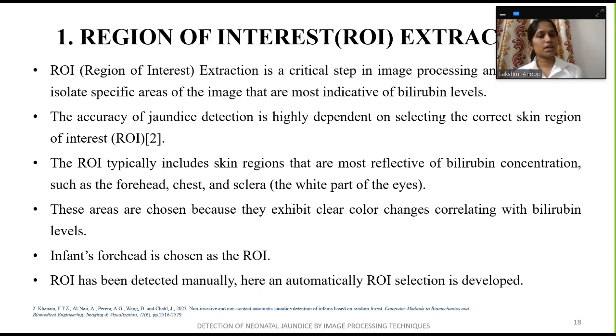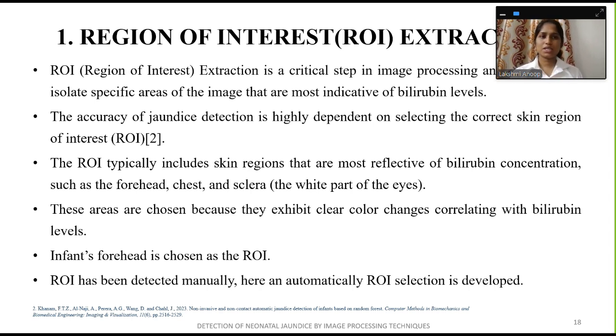ROI extraction is a critical step in image processing, which is mainly done to isolate specific areas of the image that are most indicative of bilirubin levels. The accuracy of jaundice detection is highly dependent on selecting the correct skin region of interest. So the region of interest extraction is mainly done in order to isolate the important region, that is mainly the forehead or sclera, which shows a greater level of bilirubin in infants. So the ROI typically includes skin regions that are most reflective of bilirubin concentration.